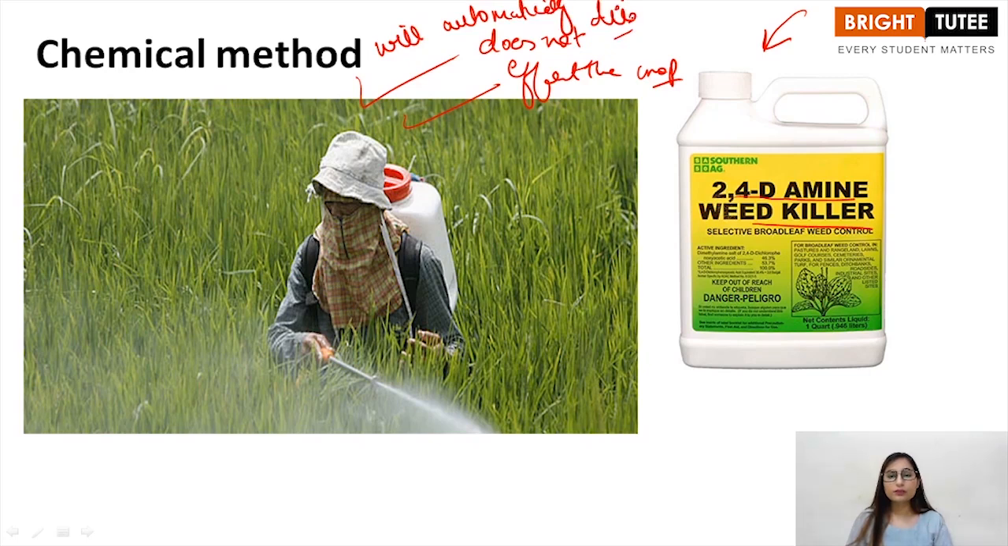Now they must be utilized under proper observation, and very carefully, because they are very dangerous for human beings. As you can see, the man that is spraying the weed killer has put on a cap, even a mask and gloves, so that he does not come in direct contact with the weed killer. So this is how weed killer is sprayed, and it destroys the weed only, not the crop, right? So these are some methods.